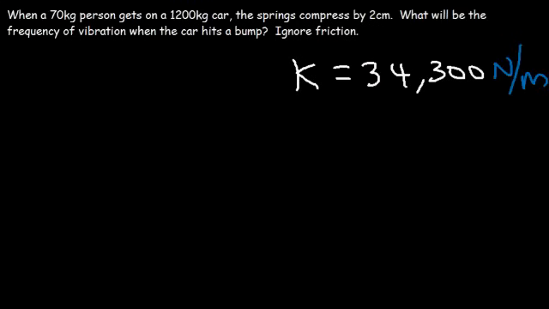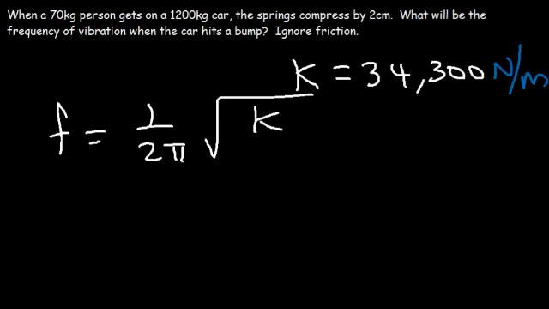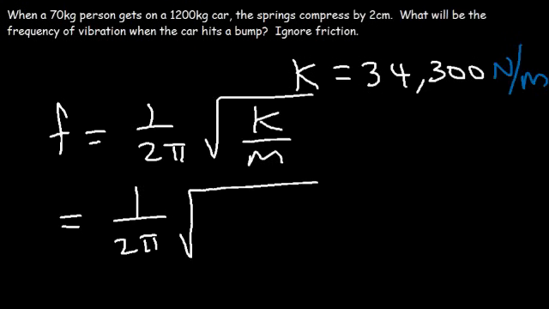Now that we have the spring constant, we can calculate the frequency of vibration. Now, when the car hits a bump, you have to consider the mass of the person and the car, because the spring is affected by the mass of the person and the car. It has to support the weight of both. So using the equation f is equal to 1 over 2 pi times the square root of k divided by m, this is 1 over 2 pi times root 34,300 divided by the total mass. That's 70 plus 1200, or 1270.